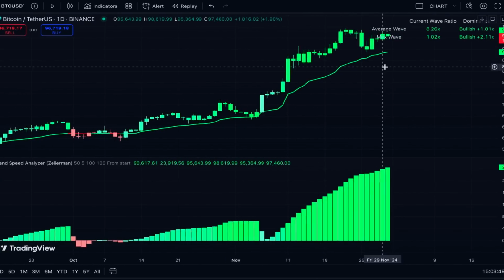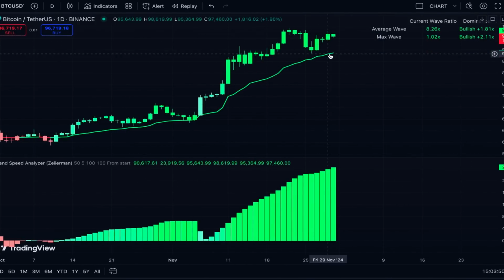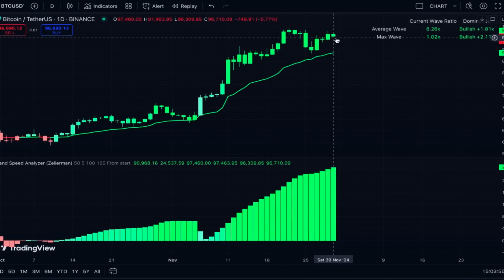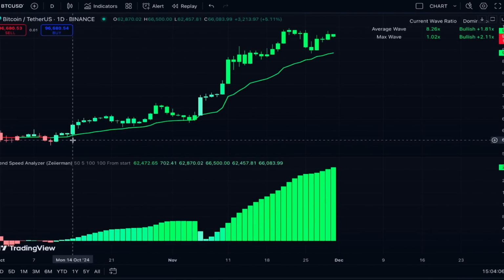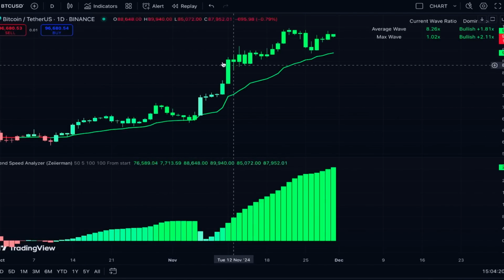For example, here in the right side of the chart, when we see that the price is above the line, we know that the market is bullish and the price is advancing. And in this case, when we see the price has been above the line for an extended period of time, we can say that we are in an uptrend.